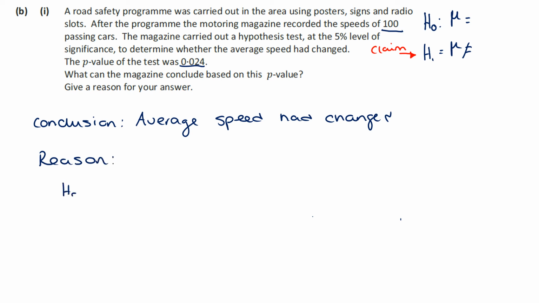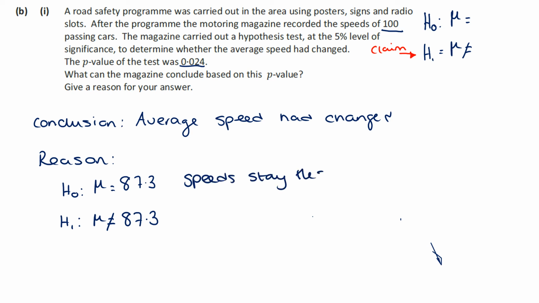if we think of this in terms of our hypotheses, H0 and H1, mu equals, mu does not equal. So the old mu that we were working with was 87.3, and the null hypothesis will be mu equals 87.3. The alternative hypothesis is mu does not equal 87.3. And this, in terms of what we're asking, is speeds stay the same, while average speed changed.